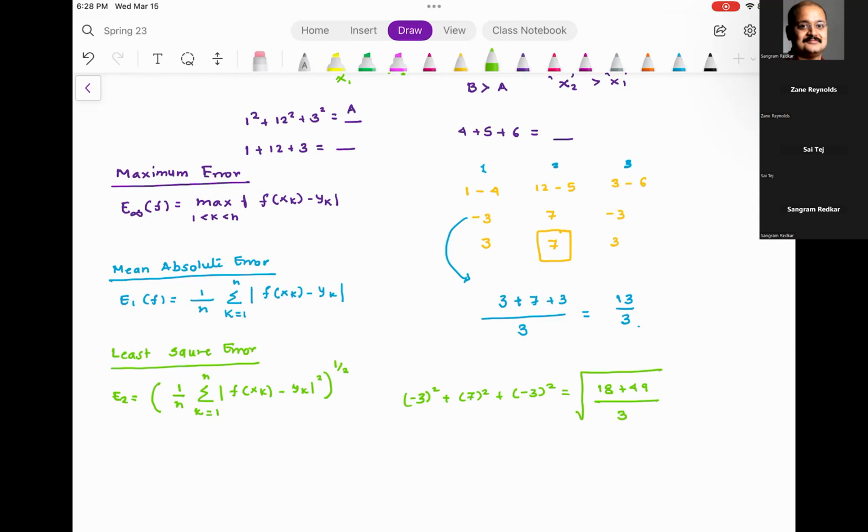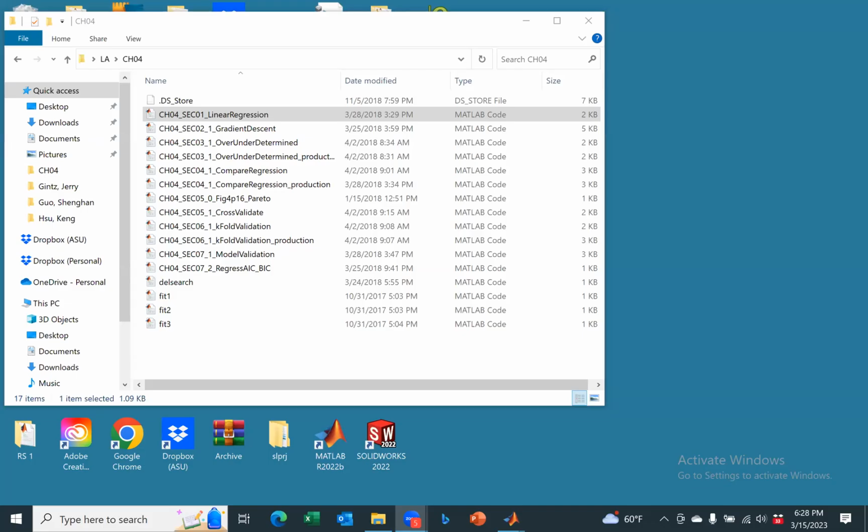So these are the 3 different norms. And what I want to do is, I gave a simple example. Now I'm going to change my screen and share my screen, and I will show you the MATLAB script.